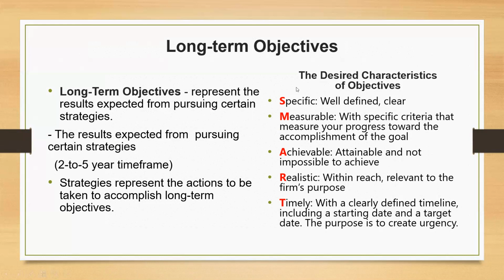So the desired characteristics for objectives should be SMART: specific, measurable, achievable, realistic, and time-bound. So yan, it must be clear. It must be within the specific criteria. And it must be achievable and not impossible to achieve. And realistic, within reach, relevant to the firm's purpose, and timely or time-bound. It must have a definite timeline.